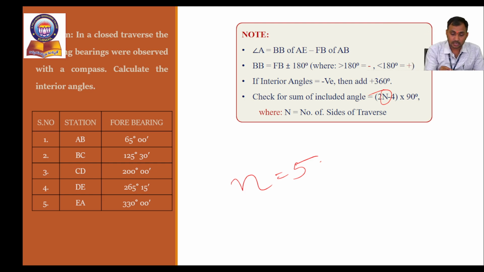So these are the names of the stations: A, B, next B, C, next C, D, D, E, E, A. Okay, right. Then next you can observe the bearing.